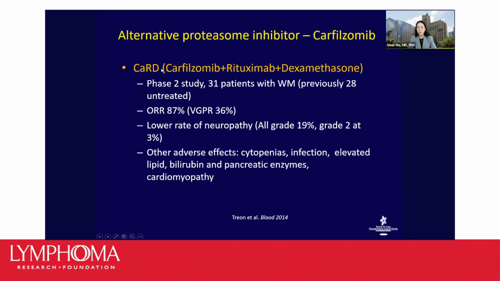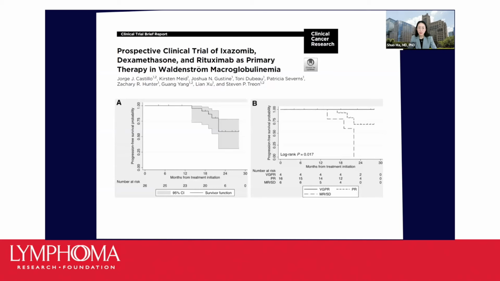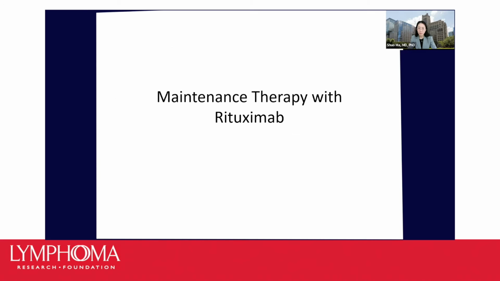There are some newer proteasome inhibitors, such as carfilzomib, which doesn't really have any significant risk for peripheral neuropathy, so that would be another good alternative treatment. And then ixazomib is another novel proteasome inhibitor. So those are what's called the immunochemotherapy combinations.